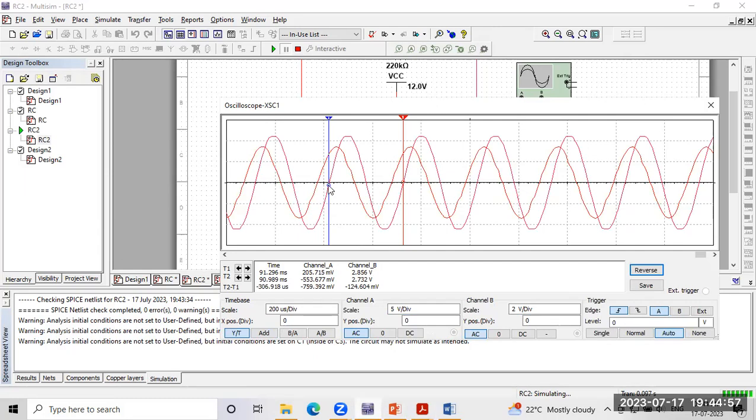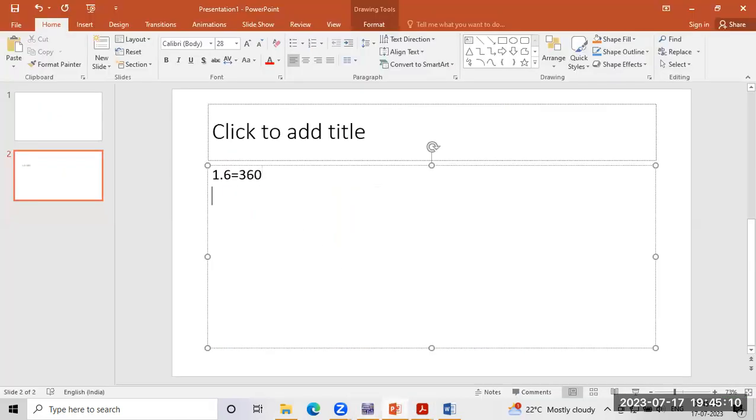Then what is the difference here? Here to here, you can take any one. The difference is 0.3. So 0.3 equals question mark. Do the cross multiplication: 0.3 into 360 divided by 1.6. What is the output? 67.5. This is the answer.